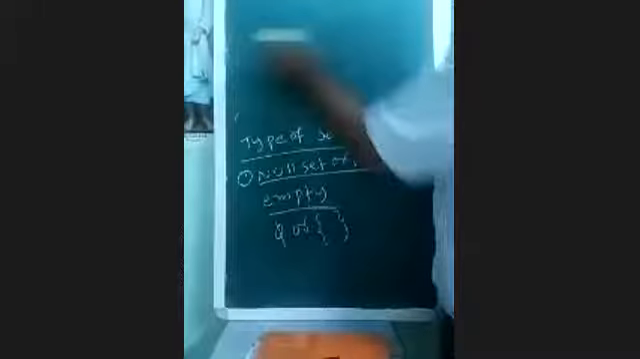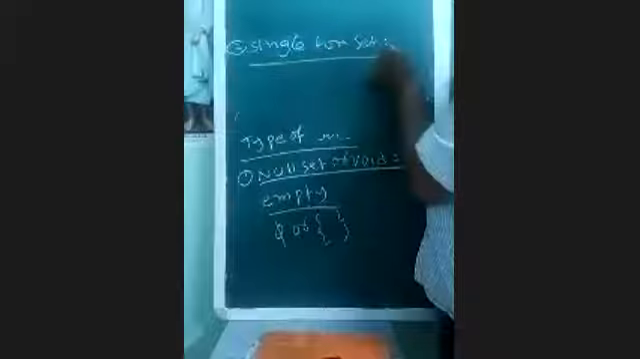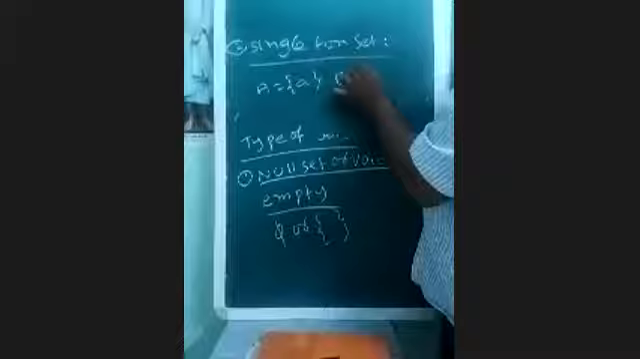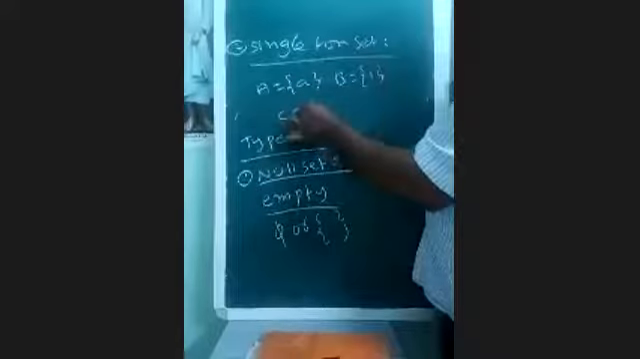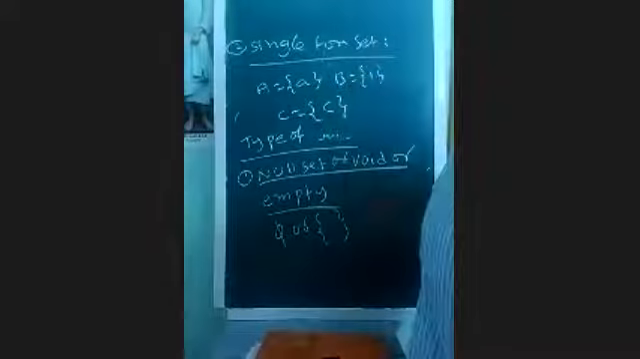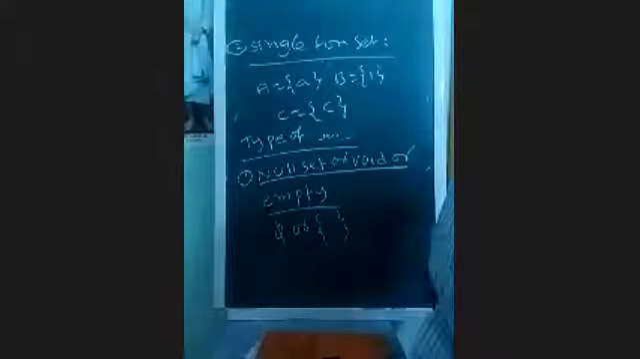Next, the singleton set. What is the definition of the singleton set? The set containing only one element. A is equal to the set of a, B is equal to the set of 1, C is equal to the set of c. You have observed a set containing only one element. Then this is called a singleton set.